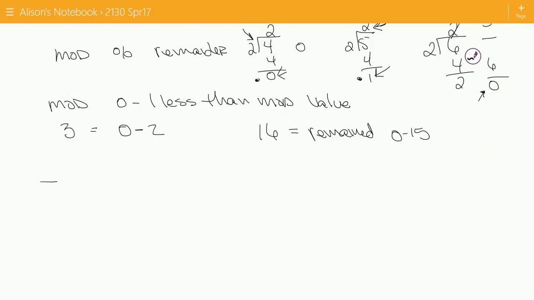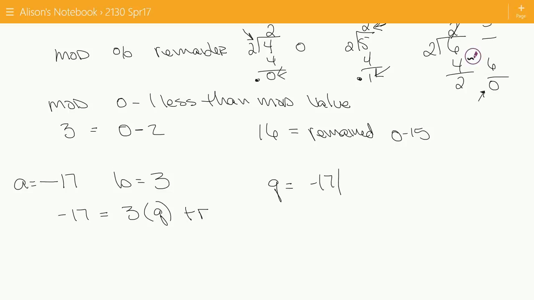What if I said a is negative 17, and b is 3. Let's see if I can represent negative 17 by some value 3 multiplied by a quotient plus some remainder r. Well, we said that we're going to find the quotient by taking negative 17 and dividing it by 3, and I'm going to find the remainder by taking negative 17 and doing the mod.